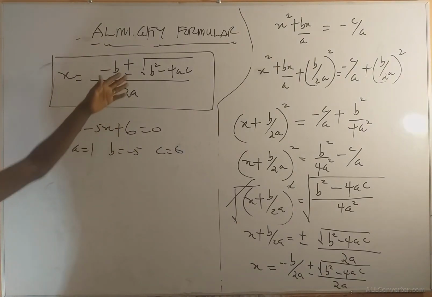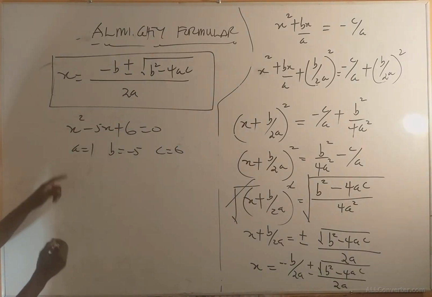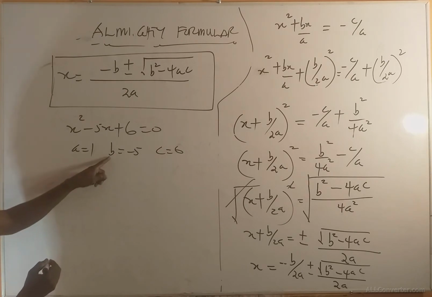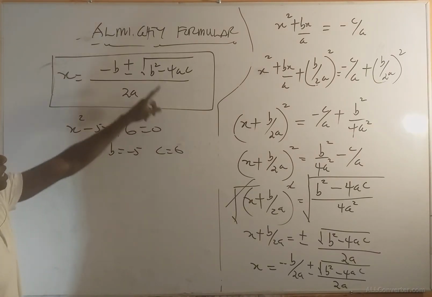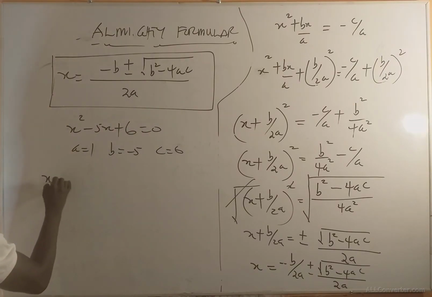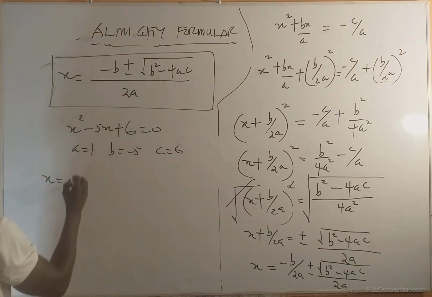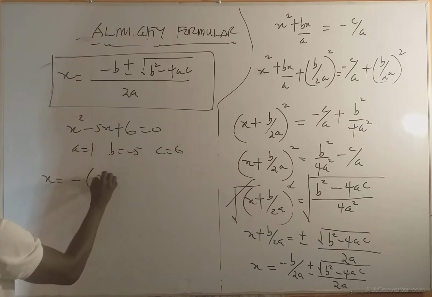So using the almighty formula, wherever you see a, you now substitute that by 1. Wherever you see b, you substitute that by minus 5. And wherever you see c, you substitute that by 6. So in doing that, x will now be equal to minus b. Minus, b is minus 5 from the question.